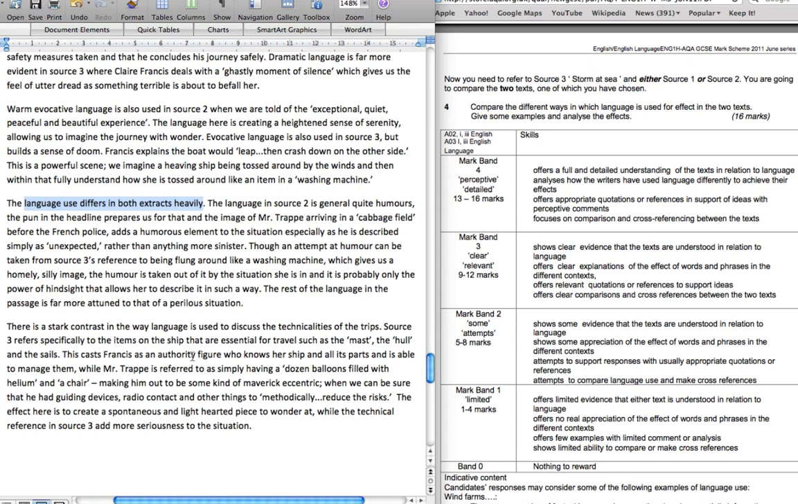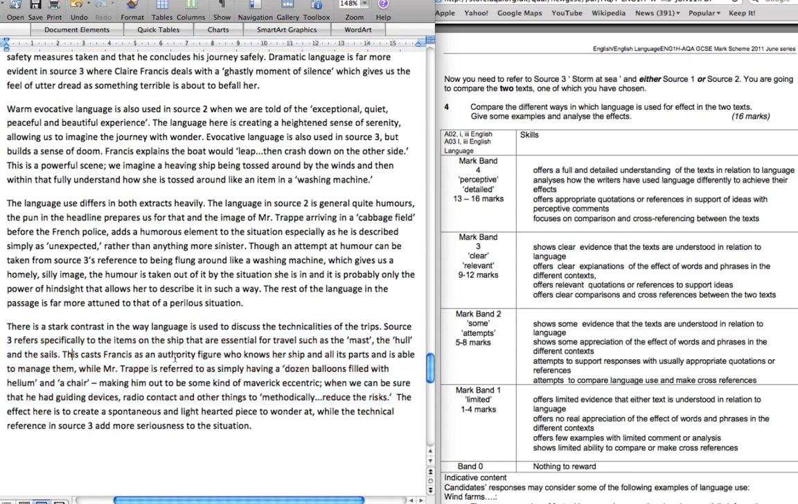This casts Frances as an authority figure who knows her ship and all its parts and is able to manage them, while Mr. Trapp is referred to as simply having a dozen balloons filled with helium and a chair, making out to be some kind of maverick eccentric, when we can be sure that he had guiding devices, radio contact and other things to methodically reduce the risks. Okay, so good cross-referencing again within the article.